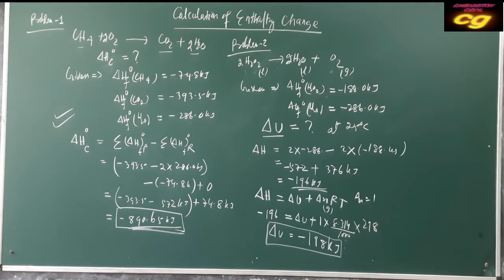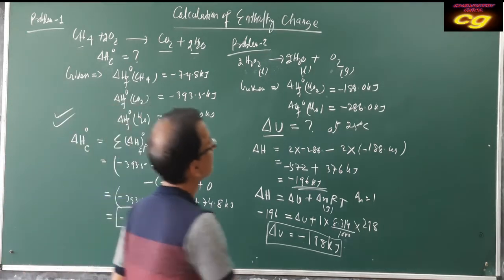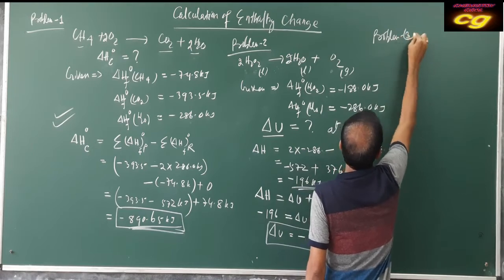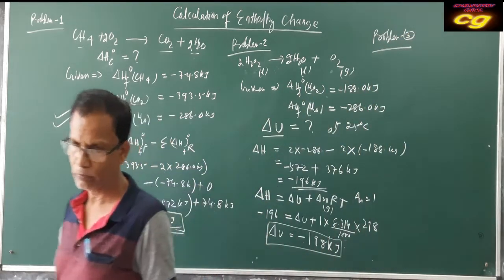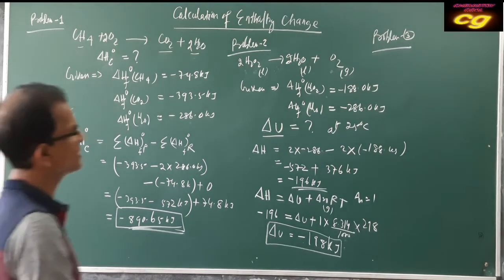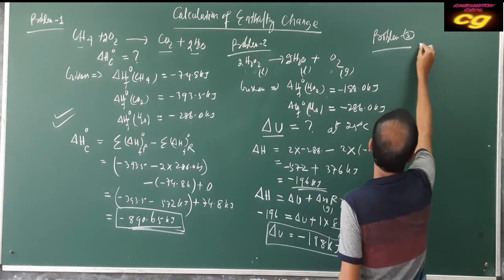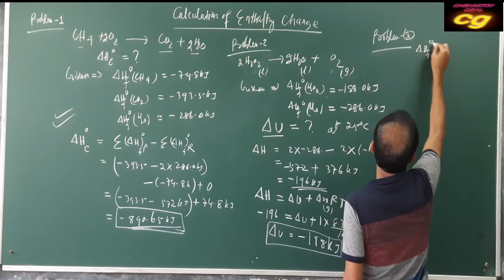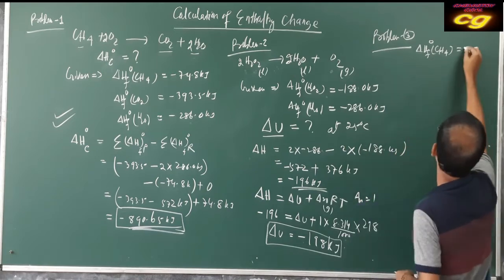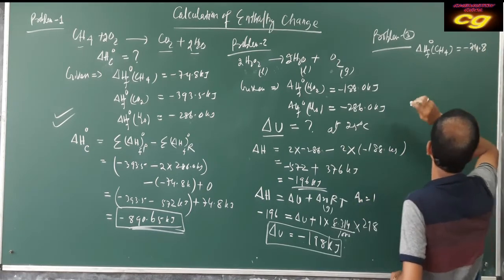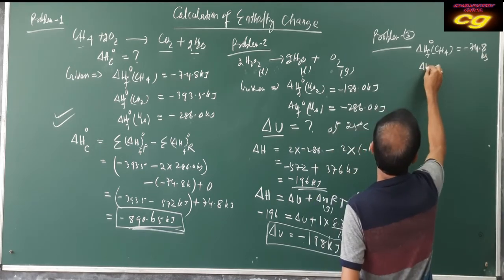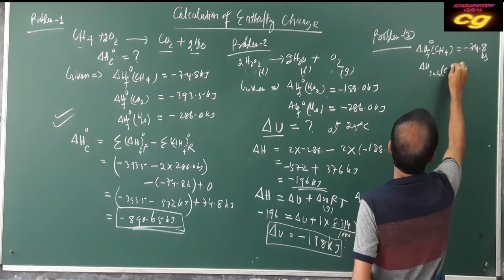So this is the second problem. Then the third problem is like this. What is the third problem? The enthalpy of formation is given. Enthalpy of formation of methane is given. How much? Enthalpy of formation of methane is minus 74.8 kilojoule.